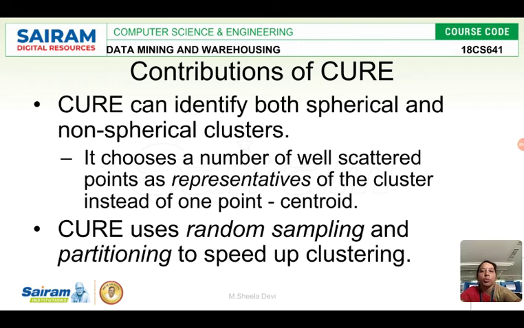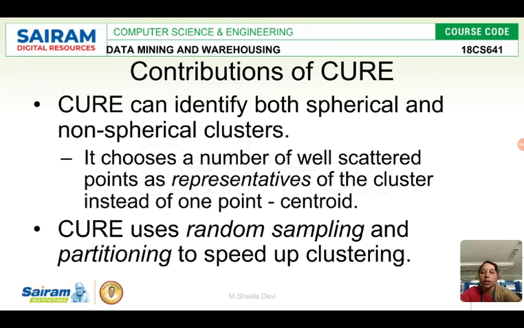So CURE can identify both spherical and non-spherical clusters. Yes, it works based on the shapes. It chooses a number of well-scattered points as representatives of the cluster instead of a one-point centroid. So it takes a number of clusters, and in that it is going to select representatives. How the representative is selected is with the help of the data points which are closer to the centroid. In the previous algorithms, we took a few clusters based on the centroid value. Here we are going to select the representative points.